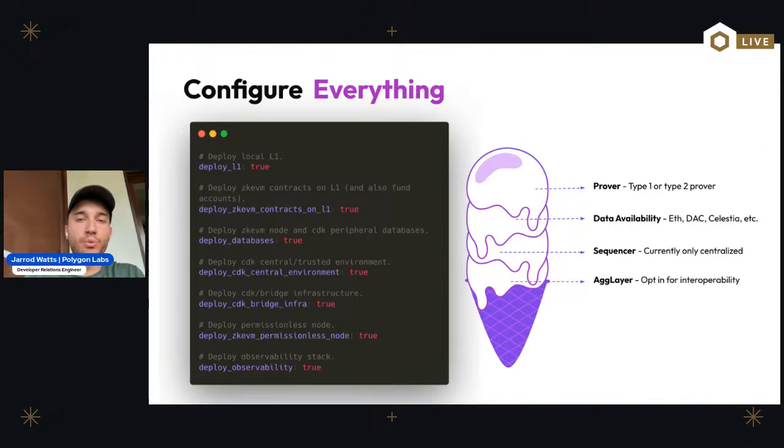You can choose what kind of prover you want. Do I want it to be type 1 ZK EVM, or do I want it to be type 2 ZK EVM, and so on and so forth. So you're slapping on the layers of ice cream, choosing the different customizations of the different components that you want.